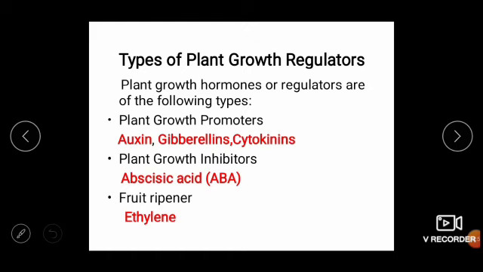Now, types of plant growth regulators. Plant growth regulators or phytohormones can be classified generally into 2 types. In many books you'll find the plant growth promoters as well as plant growth inhibitors. Here I have classified them into 3 types: plant growth promoter, second plant growth inhibitor, and third, fruit ripeners. So plant growth promoters are basically the auxins, gibberellins and cytokinins, while the main plant growth inhibitor is abscisic acid, and the fruit ripener is ethylene. In some cases, if the question is asked, name 2 plant growth inhibitors, then you can even mention abscisic acid as well as ethylene.